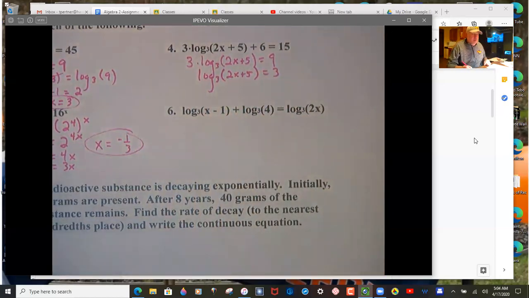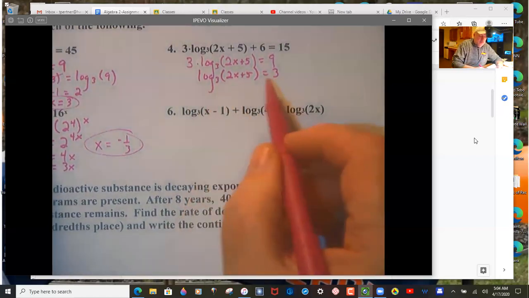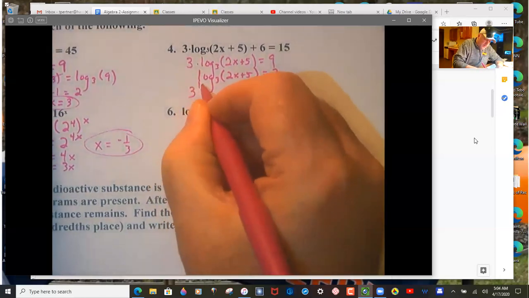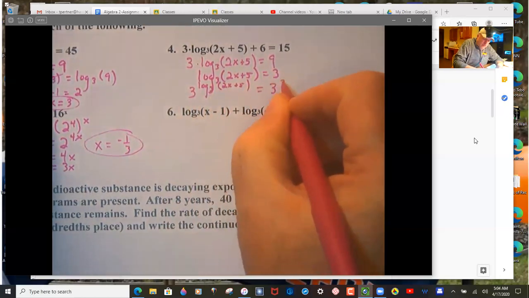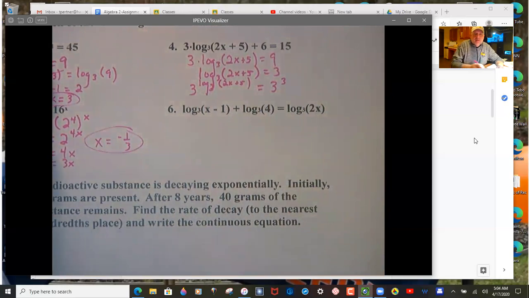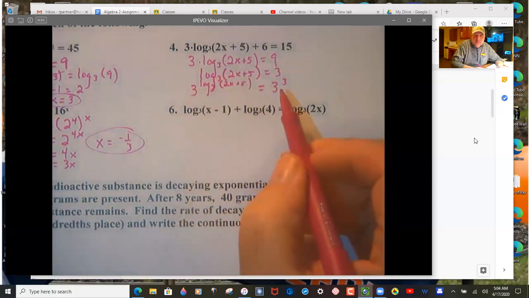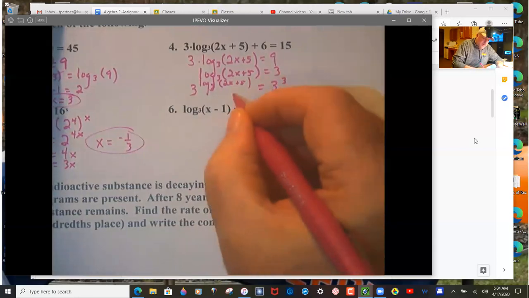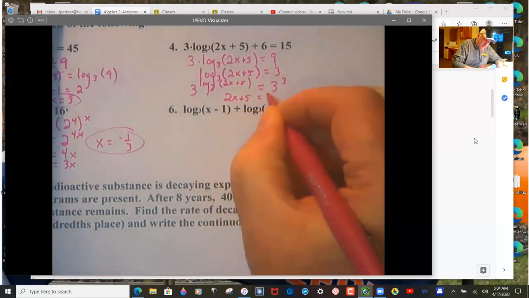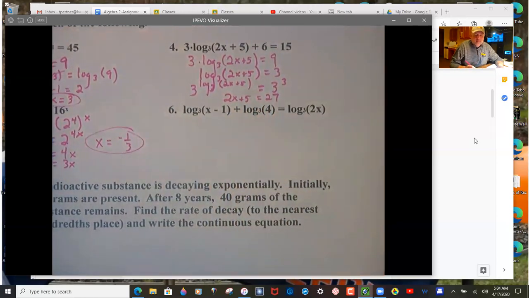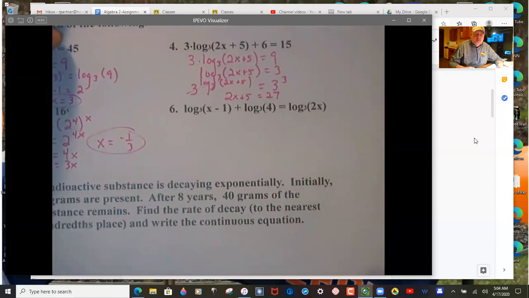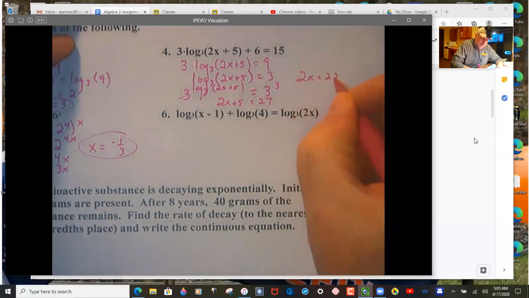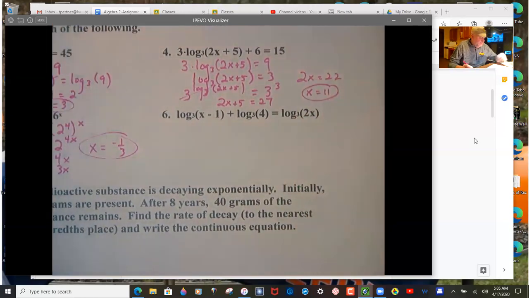And now we're ready to apply an exponential to both sides. So these are both going to go into the exponent position, with a base of 3. Okay, so this base here is what decides the base. And the result of this is 2x plus 5 equals 27. And the 3 to the log base 3 drops, and then it's 2x plus 5. Subtract 5, and you have 22. And then x is 11 when you divide.